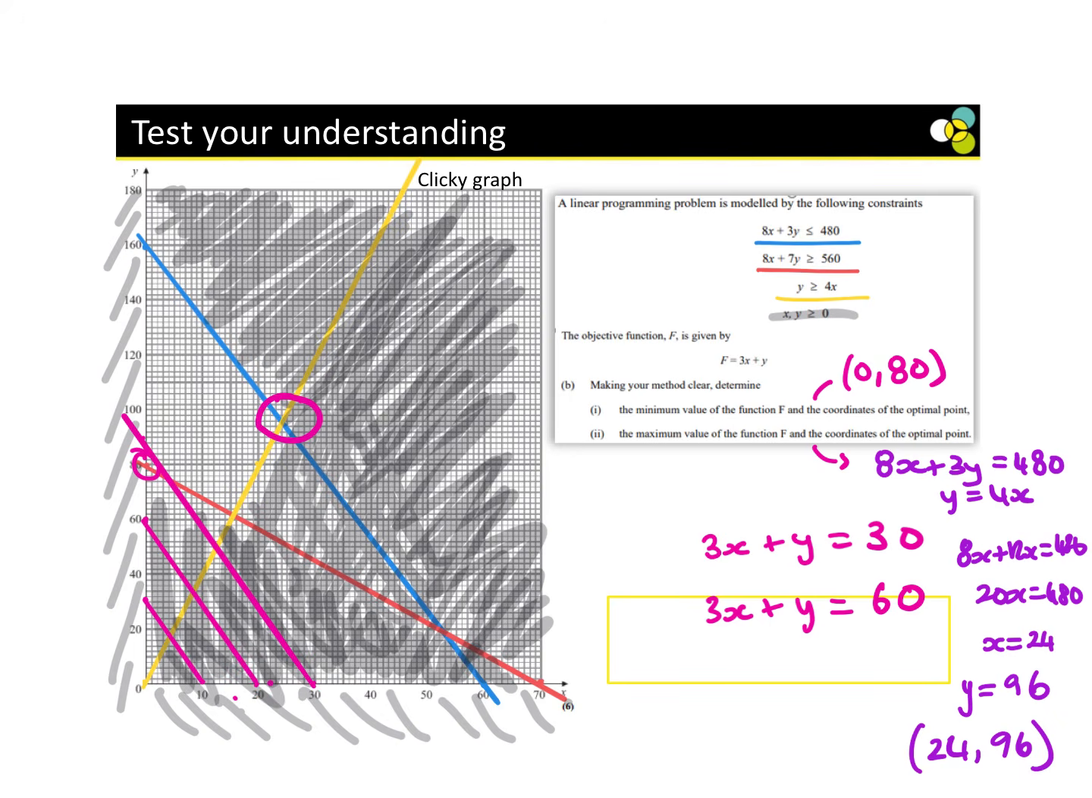So the next one would be 40, and we were at 90. 90 plus 30 is 120, yeah? Then the next one would be 50 and 150. Then the next one would be 60 and 180.